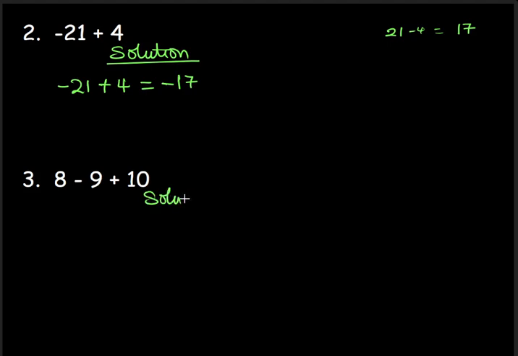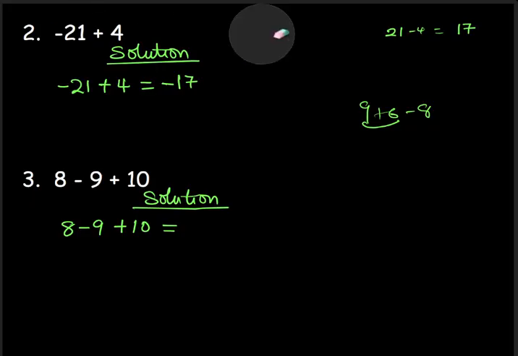Okay, so we'll come to the next question. This one involves three numbers. So what do we do? We take it one after the other. It's just like you having 9 plus 6 minus 8. You do 9 plus 6 first, and then the answer minus 8. So that's the same thing we'll be doing here.